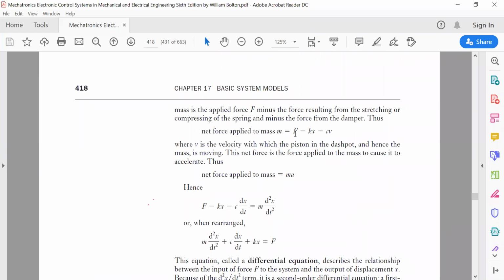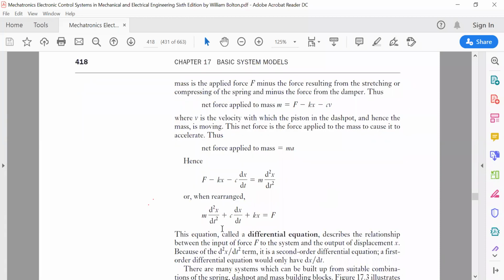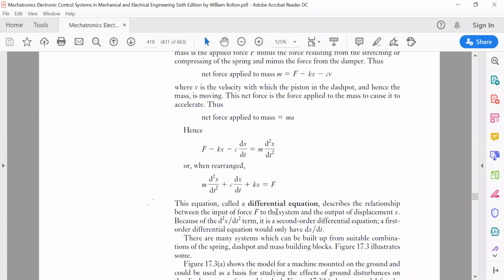So you can see that force F is acting in the positive x direction, and Kx and Cv are the forces produced by the spring and the dashpot respectively. We subtract those forces from F, and the net force as per Newton's second law is equal to M into a. So the net force is F minus Kx minus C dx/dt equal to M d2x/dt2, that is the second derivative of displacement. We can rearrange this equation: M d2x/dt2 plus C dx/dt plus Kx is equal to F. Now this is your differential equation, and you can see that this is a second order differential equation.